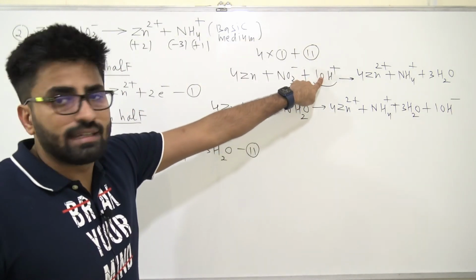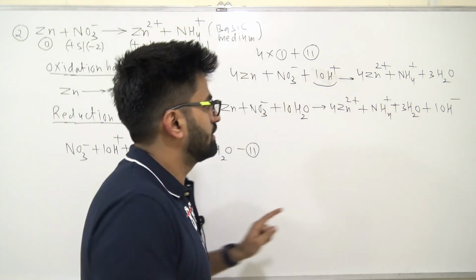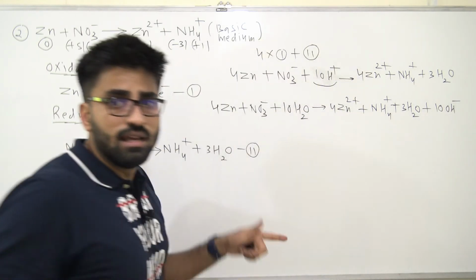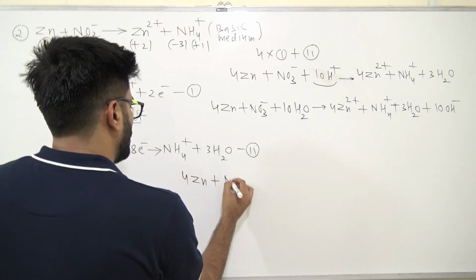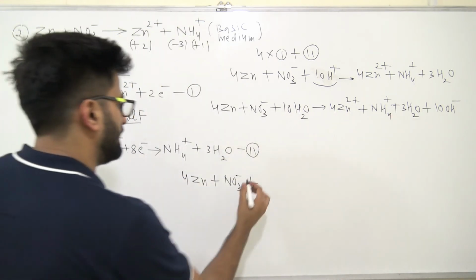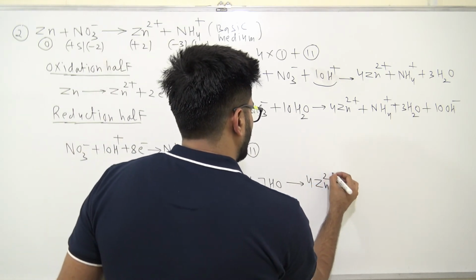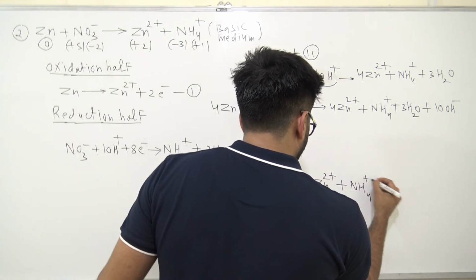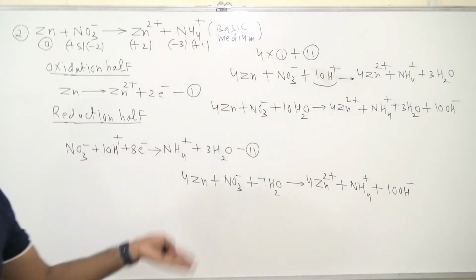Okay, here also you add 10 OH minus, so 10 H plus plus 10 OH minus gives 10 H2O, and on the product side there is 10 OH minus, right guys? Now I can rearrange one more time. I can write 4Zn, NO3 minus, there are 10 H2O and 3 H2O, 10 minus 3 is 7 H2O here. Then we have 4 Zn2 plus, NH4 plus, and 10 OH minus, right guys? So this is my balanced equation.